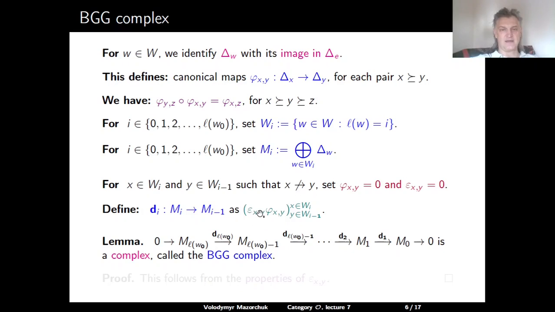The fact that the composition of two maps in the sequence is 0 follows directly from our properties of the sign. So the composition of two maps corresponds to adding up the two different ways to go from the module delta x to the module delta y, where the lengths of x and y differ by 2. And since the two different ways have different signs, in the sum they will cancel. So this follows directly from the properties of our objects.